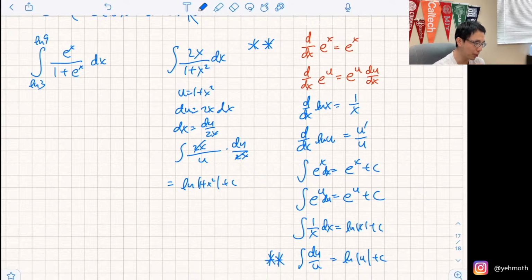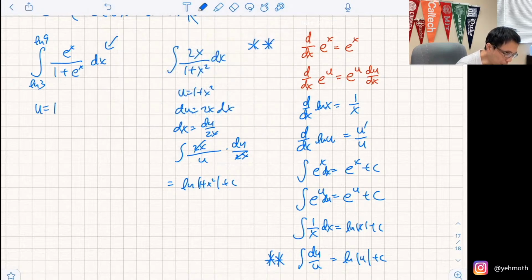So how do I do these questions here? The same exact thing. 5 over 2, ln of 5 over 2. Yeah, something like that.